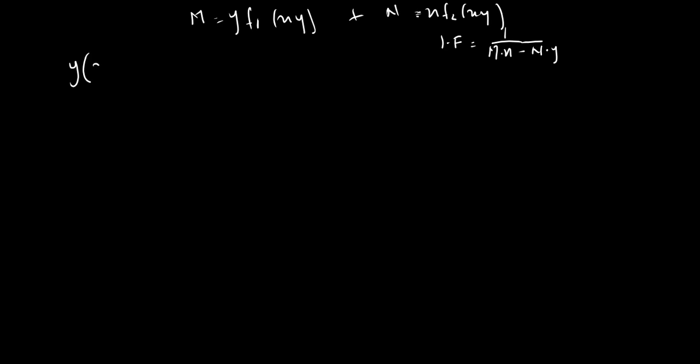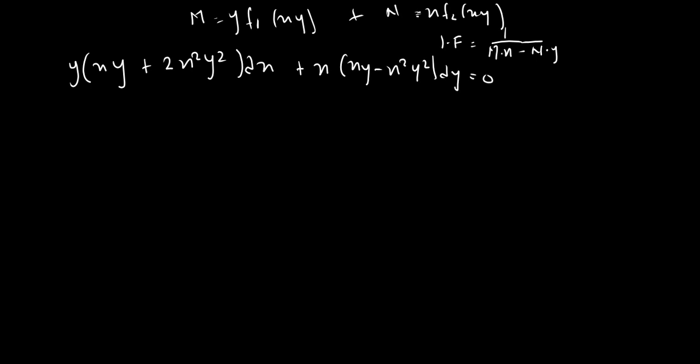So (xy plus 2x squared y squared) dx plus x(xy minus x squared y squared) dy is equal to 0. So now we can see that this question is in this form above. We have our y, we have our f1, and then we have our dx, and on the same thing for here we have our x and we have our f2. So we can see it's in this form, so that means we can use this method.